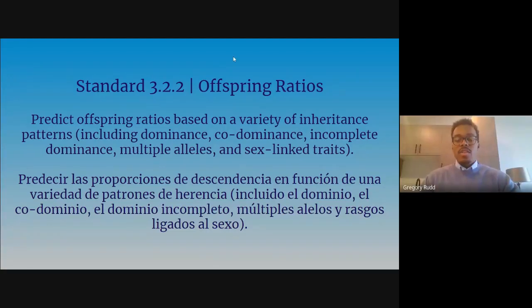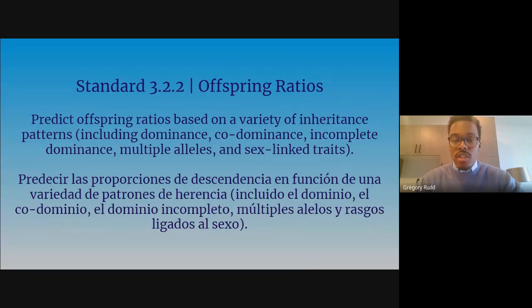All right, we've got two standards in Unit 7, but this is one of our longer units because there's a lot of information packed into each of these standards. So even though it is just two standards, we do need to dedicate quite a bit of class time to covering these standards. The first one is 3.2.2, which is about offspring ratios.